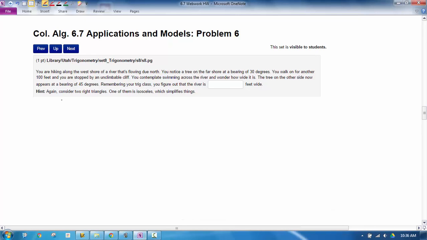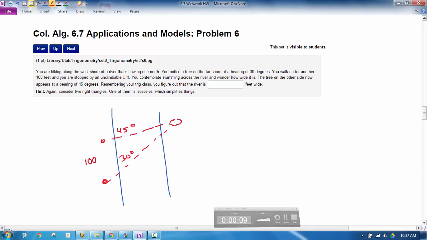Okay, the next problem is number 6. It says you're hiking along a river and you notice a tree on the other side of the river at an angle of 30 degrees. And then you hike further, 100 feet further, and you notice that the tree's at a 45-degree angle now. The question is, how wide is the river? I'll call that x right here.